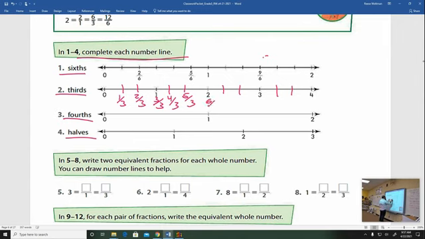4/3, 5/3, 6/3, 7/3, 8/3, 9/3, 10/3, 11/3, and 12/3. All the way down. Okay, what about this one though? I need to divide these into fourths. So how many lines do I need to draw in there to make those two holes divided into fourths? That's right.